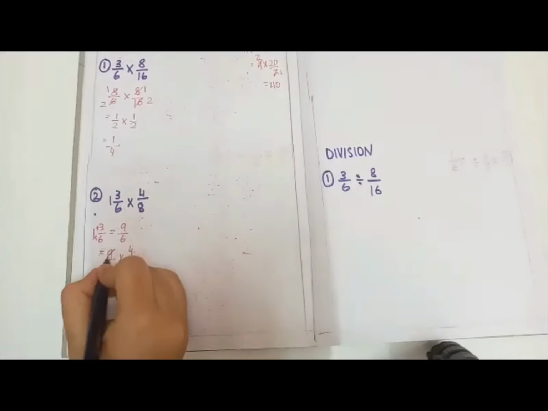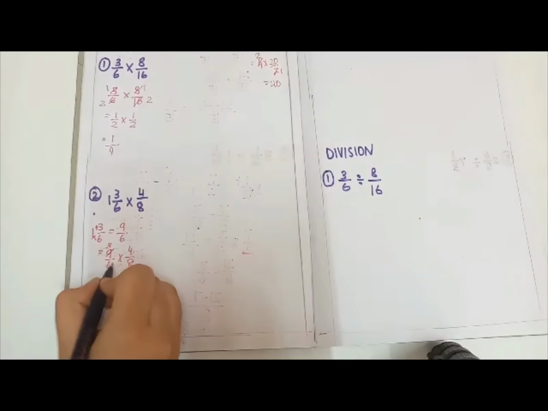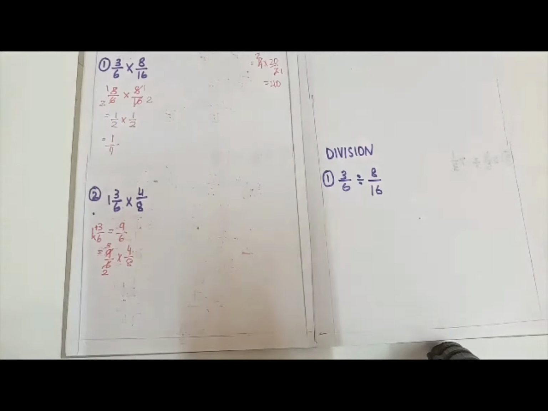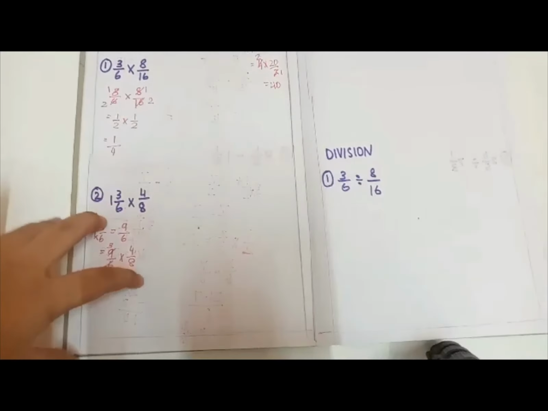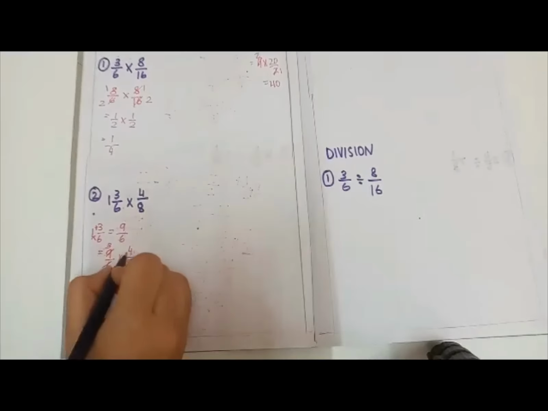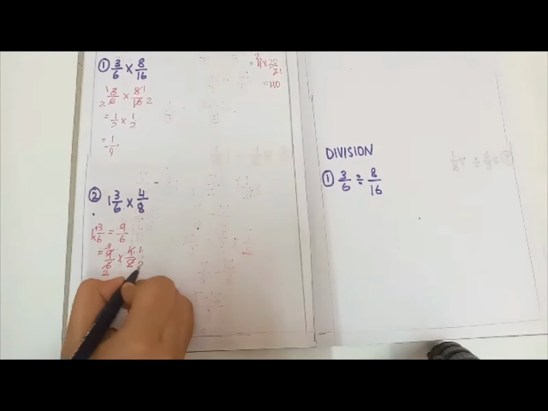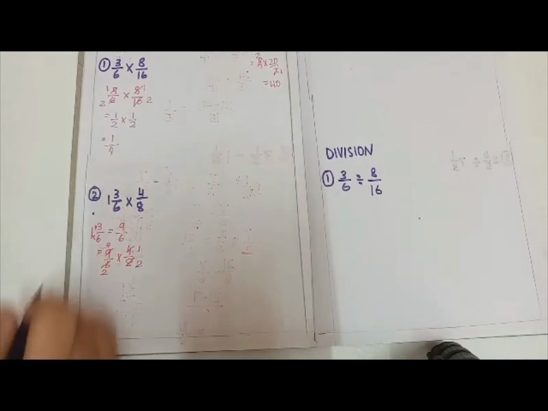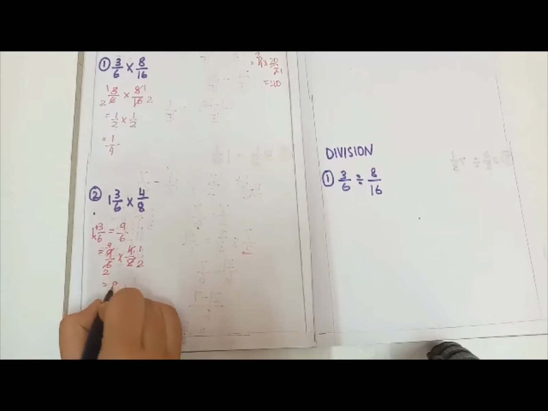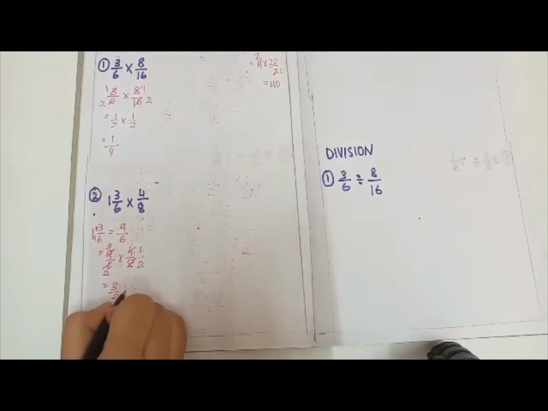So 3 3s are 9, 3 2s are 6. Can we cut 4 and 8? Yes, we can. 4 1s are 4, 4 2s are 8. So what do we get? We get, write out the remainders, 3/2 into 1/2.